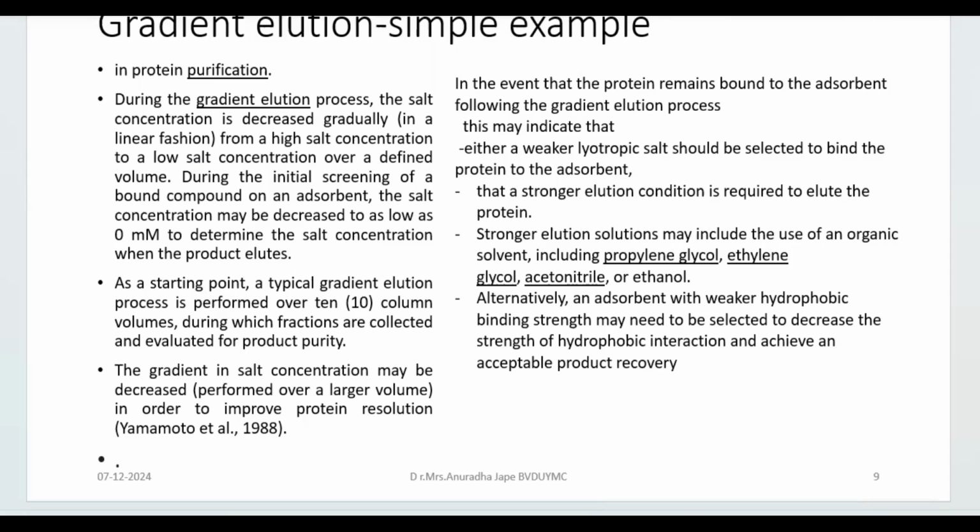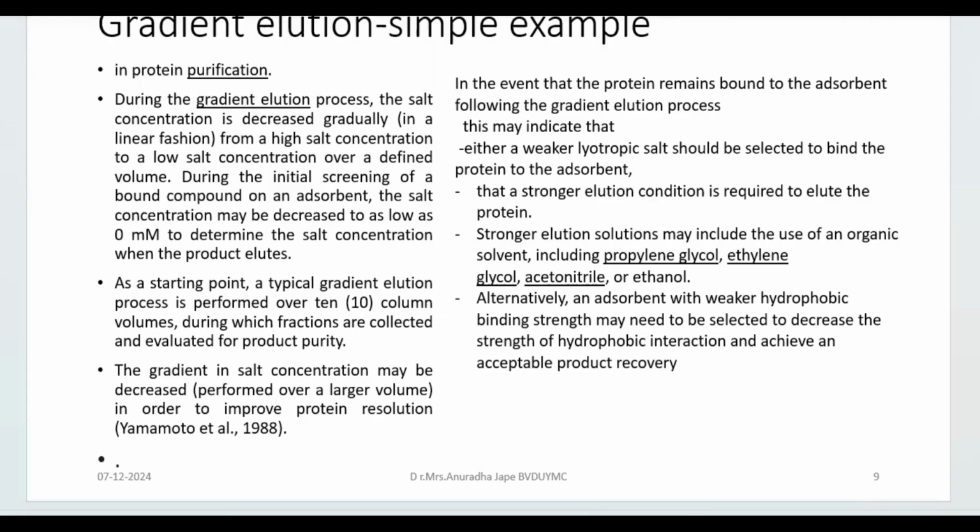So a typical gradient elution process, if you talk about, is performed over 10 different column volumes, during which the fractions are collected. So from 0 to 10, you will have 10 different concentrations, and each concentration of the eluent, the eluent with each concentration of the salt, will give you one fraction of the sample.